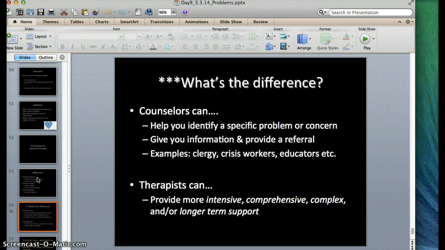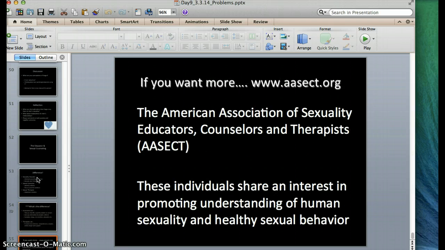The difference between them, this is something you should know, is that counselors can help you identify a problem or concern and give you information or provide a referral, whereas therapists can provide more intensive, comprehensive, or longer-term support for the individual. If you want more, here's a website from the American Association of Sexuality Educators, Counselors, and Therapists, and it's an interesting website with a lot of resources on it.